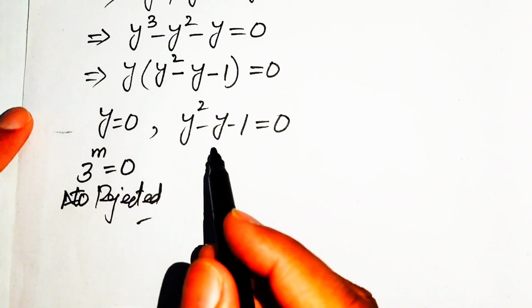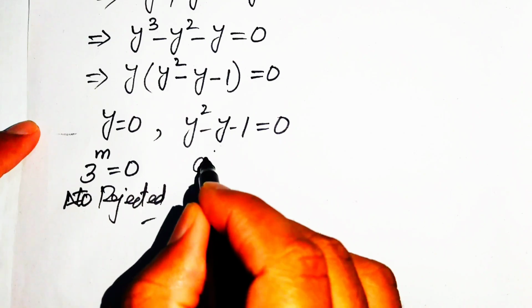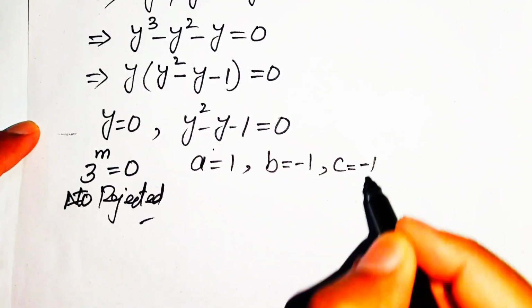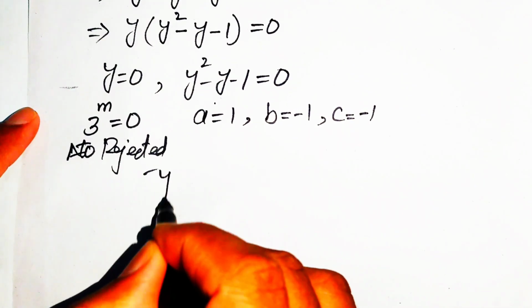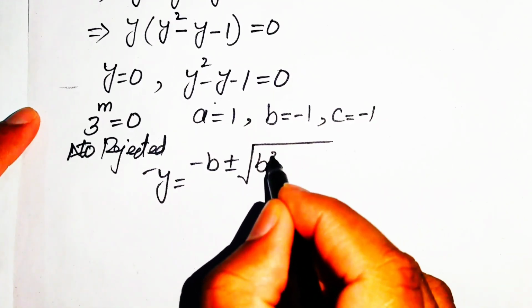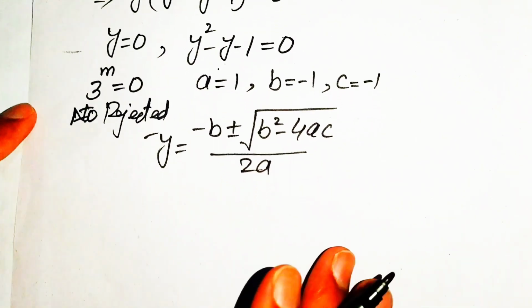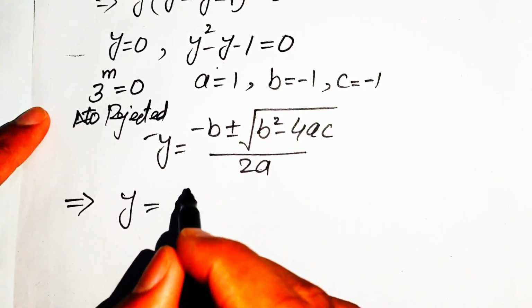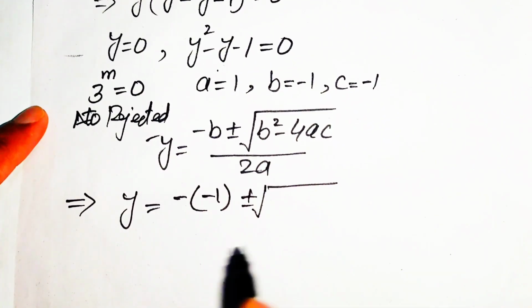And we can just proceed with this case only. In order to find the value of y, we first use the quadratic formula, so here we write the coefficients of this equation, and the coefficients are a equals 1, b equals minus 1, and c equals minus 1. And our quadratic formula looks like this: y equals minus b plus or minus square root of b squared minus 4ac, divided by 2a. So we substitute the values of a, b and c here, and we have the value of b is minus 1 plus or minus square root of b squared.